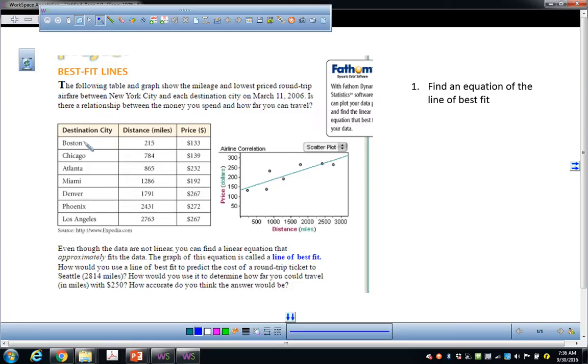This is destination city, distance of that city, and how much it costs for a ticket. This is quite a few years ago, but it doesn't seem like it's changed that much. Okay, so here's a line of best fit. How would I find the equation of that line of best fit?